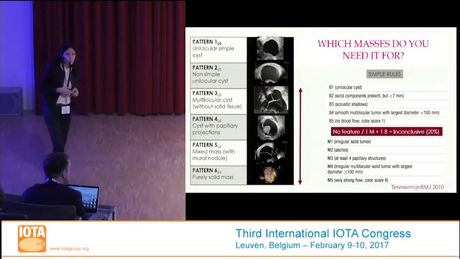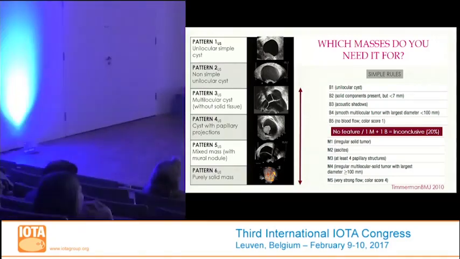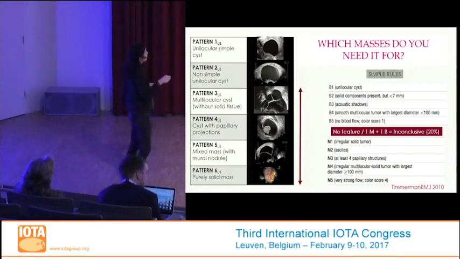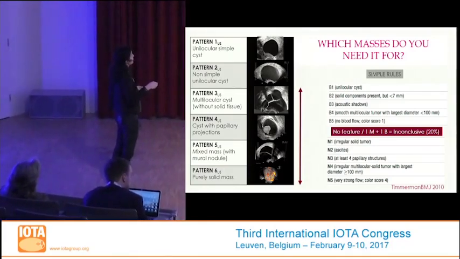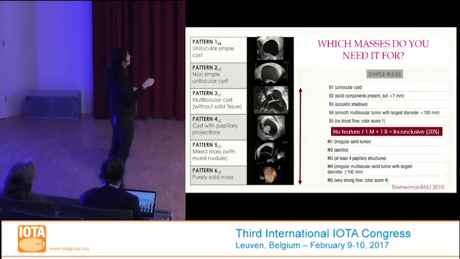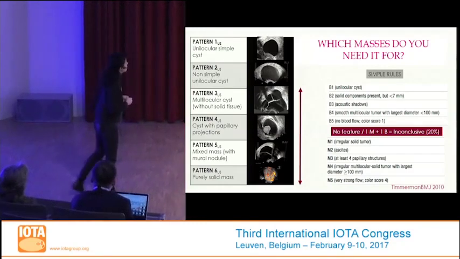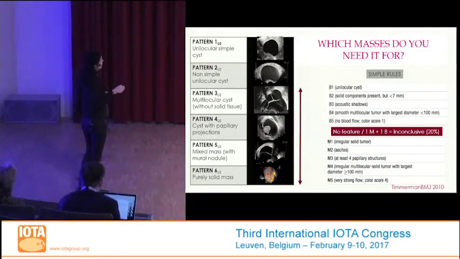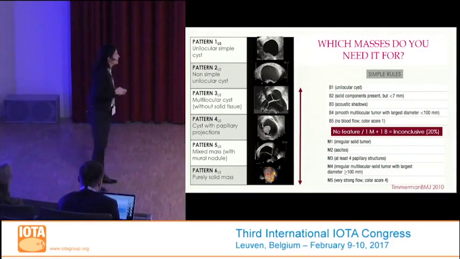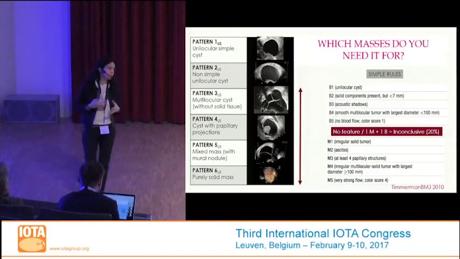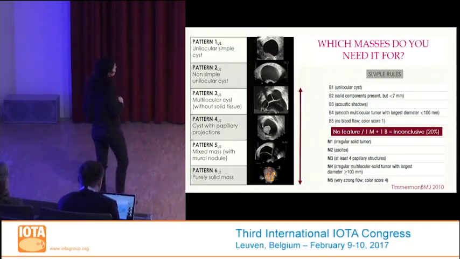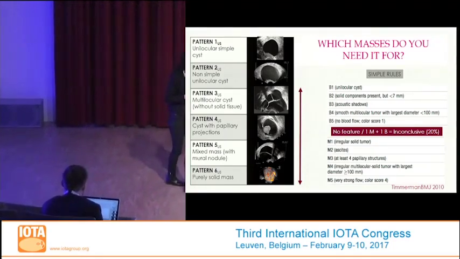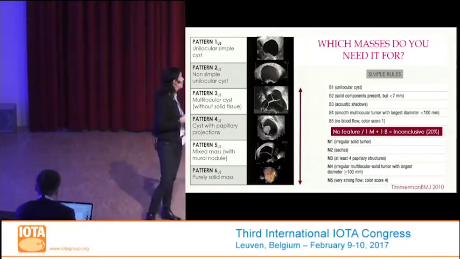So the third question I have to answer: which masses do we refer in this study? We based the study on pattern recognition, and we refer for MRI these last four patterns. That means we don't refer the unilocular simple cyst, we don't refer non-simple unilocular cyst, but we refer multilocular cyst without solid tissue, cyst with papillary projection, mixed mass, and purely solid mass. And the way to select patients would be to use simple rules, especially when we have an inconclusive result of simple rules, it could be interesting to have the evaluation using MRI.